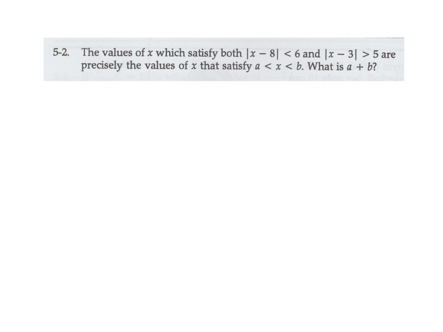The values of x which satisfy both absolute value of x minus 8 is less than 6 and absolute value of x minus 3 is greater than 5 are precisely the values of x that satisfy a less than x less than b. What is a plus b? Let's start with the first one. X minus 8 absolute value is less than 6.